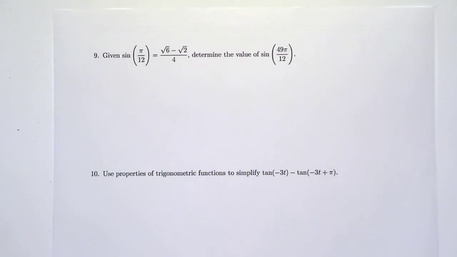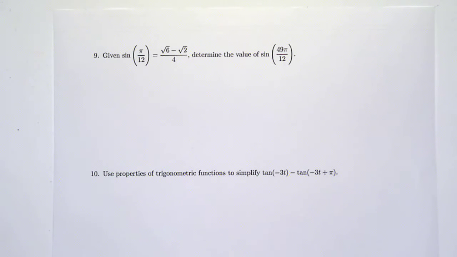All right, let's go through the last couple examples in this section. It says, given that sine of pi over 12 is root 6 minus root 2 over 4, determine the value of sine of 49 pi over 12.